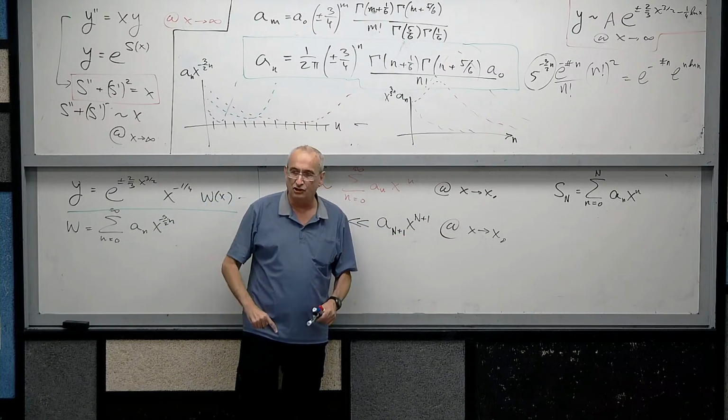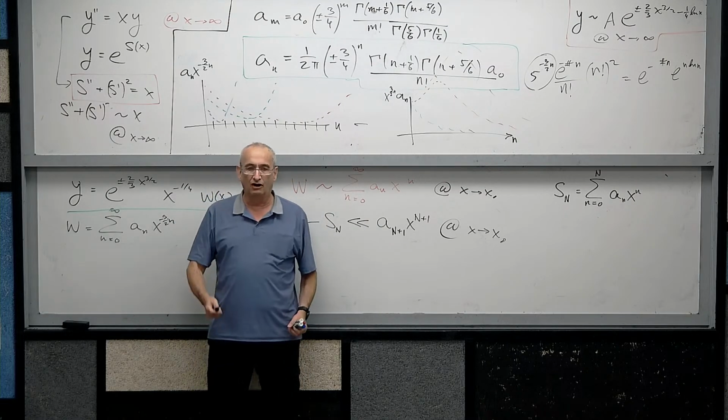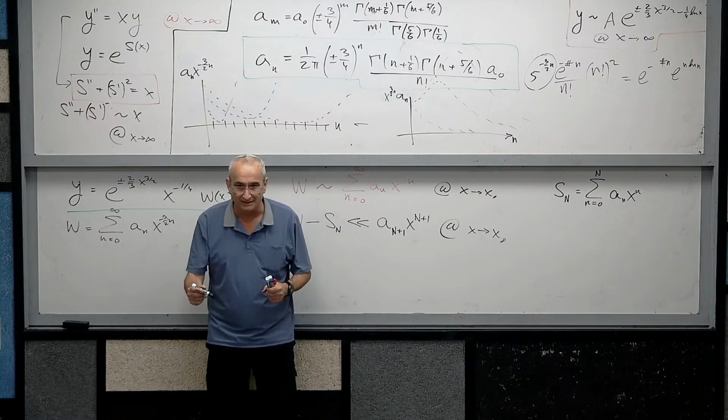The error is negligible with respect to the next term as x goes to x naught. That's the definition of an asymptotic series.